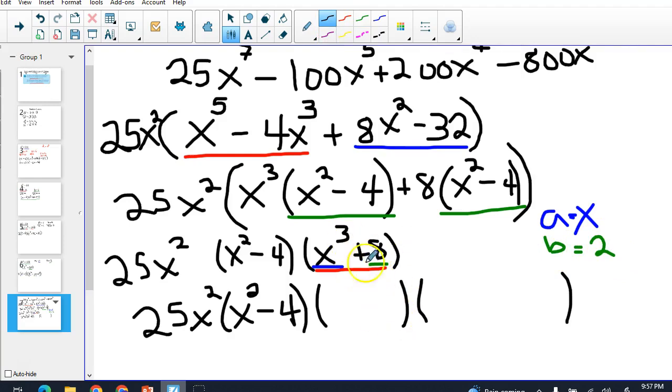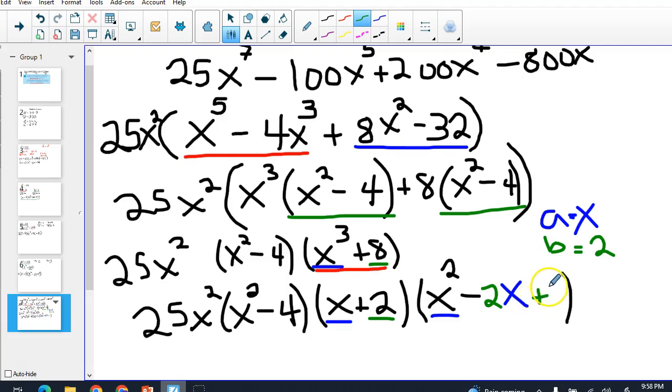Okay. We have a sum. So in here we're going to have a plus b, which is just our x plus 2. Alright, and then we're going to have a squared, which is x squared, minus our a times b, which would be 2x, and then we'll have plus our b squared, which will be 2 squared, or 4.